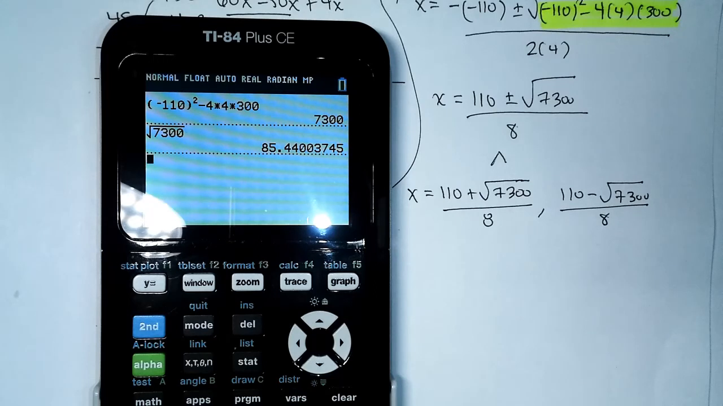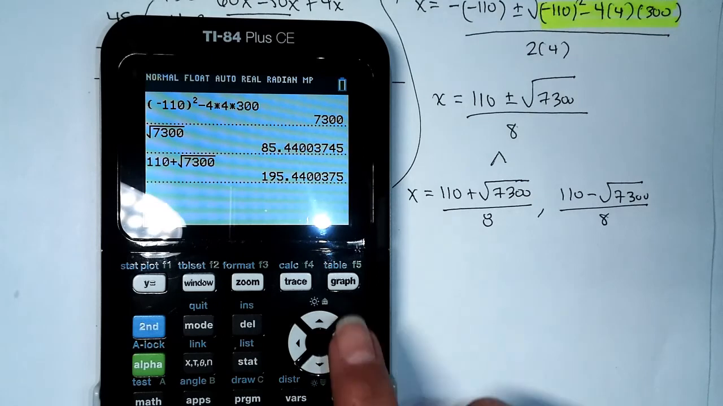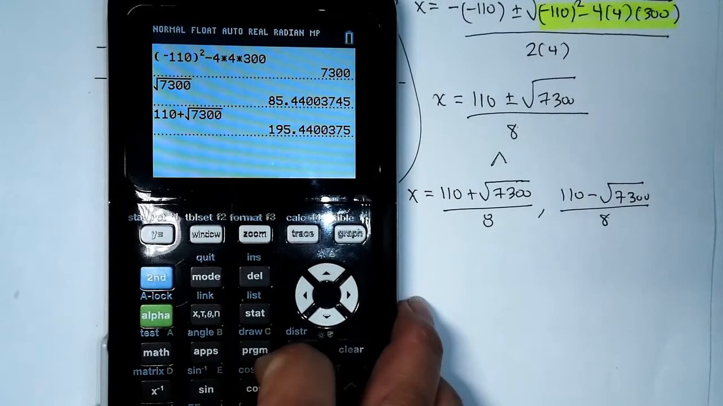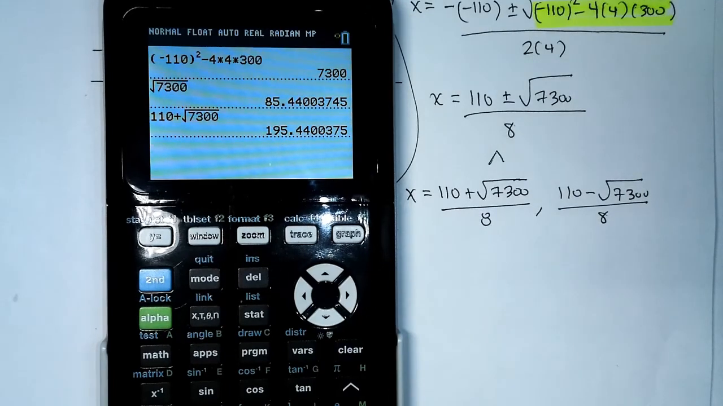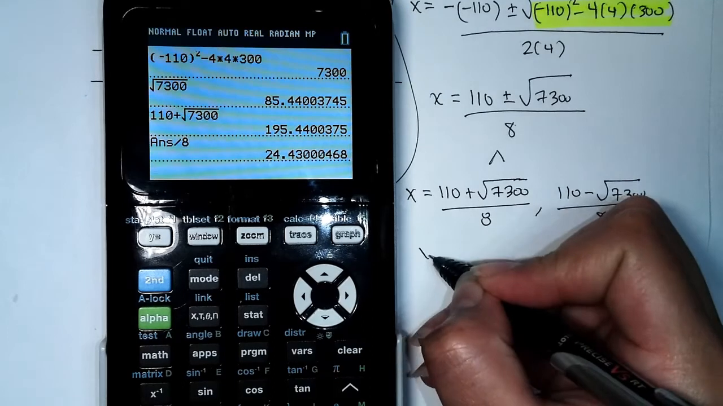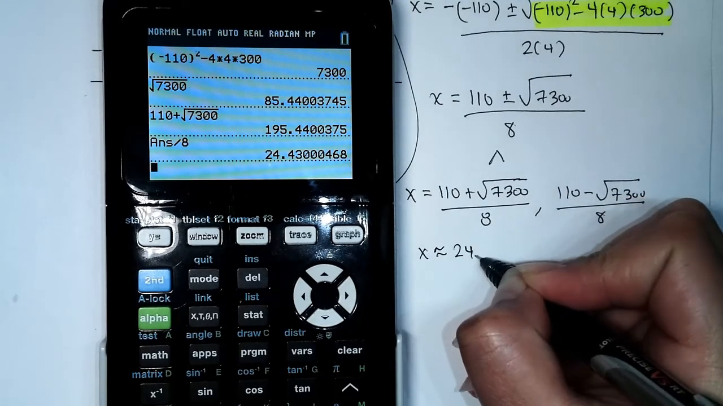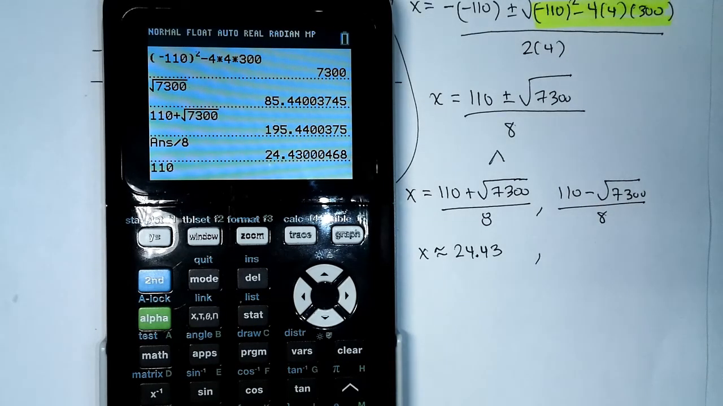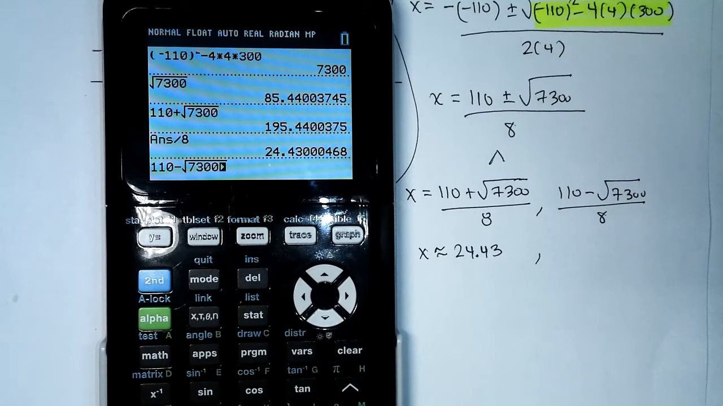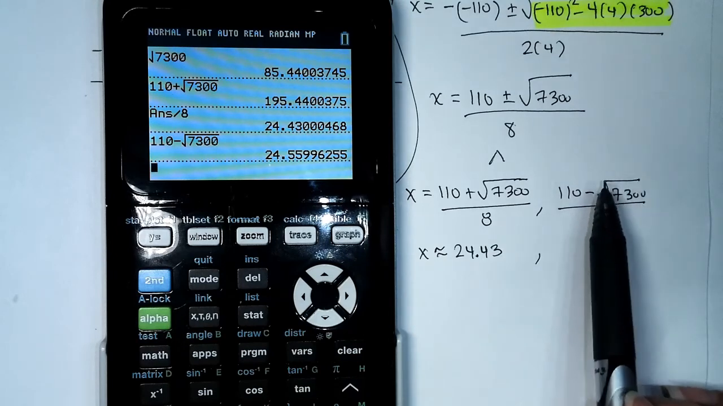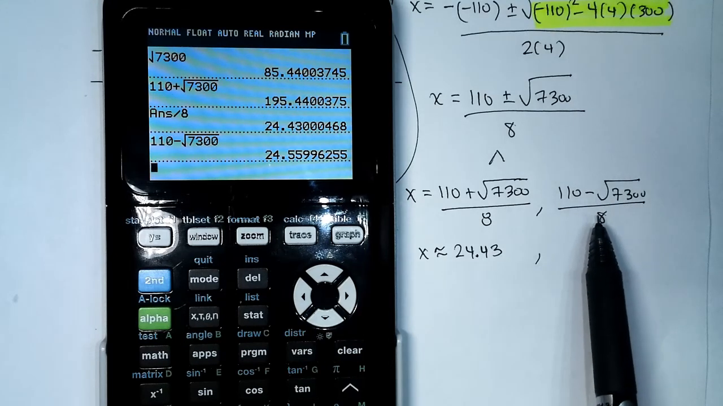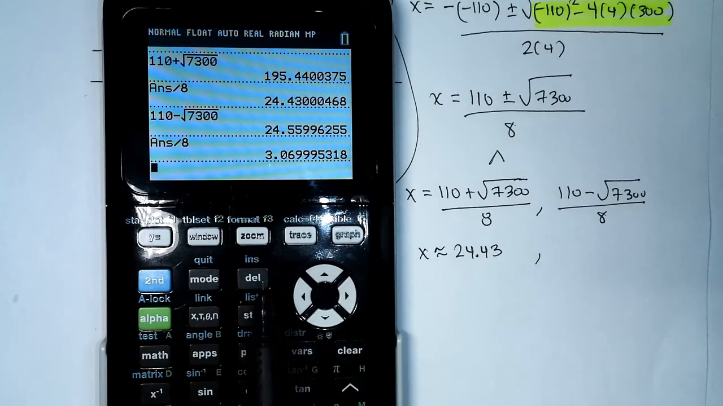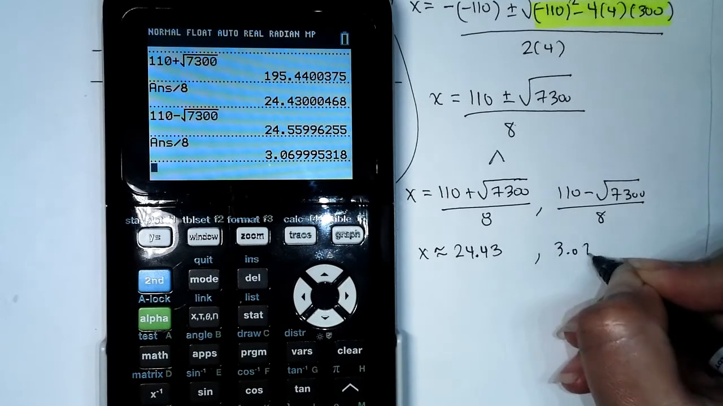Alright, so let's do this. We're just going to punch it in. So we have 110 plus the square root of 7300, and then we'll hit enter, and then we'll divide it. Notice how I'm not going to round. We're not going to clear it either at this point. We'll finish it off divided by 8. Okay, so now we can safely round to 2 decimal places. So we have that x is about 24.43. And then the other solution, 110 minus the square root of 7300. Let's hit enter, and not erase it. Then we put divided by 8 to 2 decimal places. That's about 3.07.